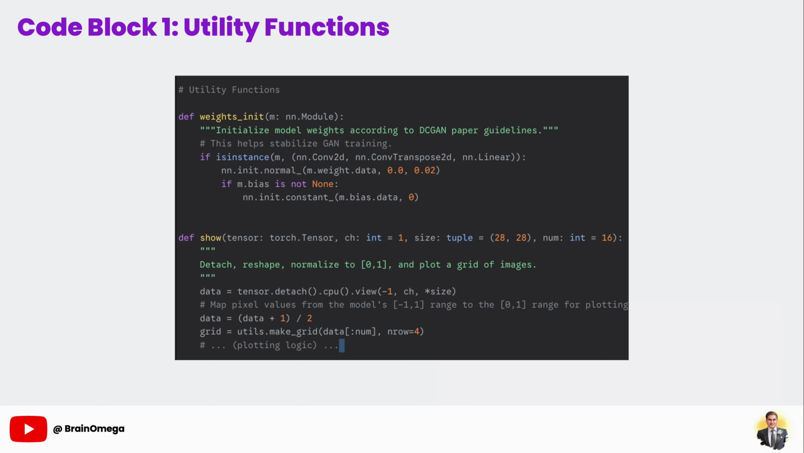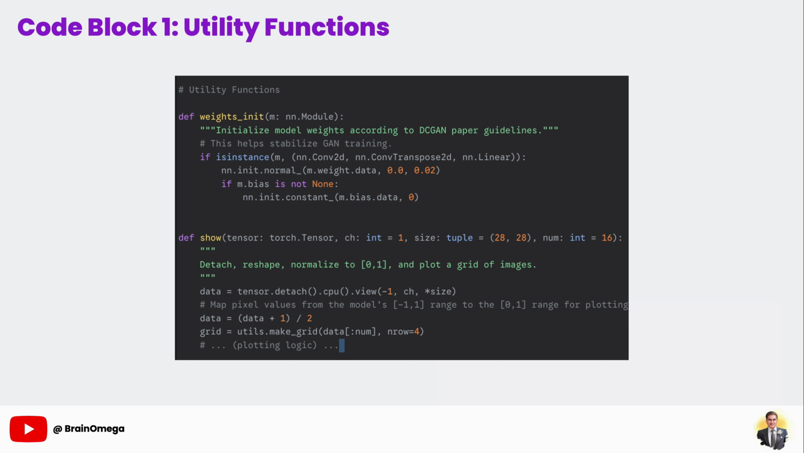Alright, let's dive into the code. Before we build our main models, we have two small but very important helper functions. First, let's talk about weights_init. A notorious problem with training GANs is that they can be very unstable. Sometimes the generator finds one good image and just keeps making that, or the gradients just vanish. The authors of the DCGAN paper, a landmark in GAN research, discovered that how you initialize the random weights in your neural networks at the very beginning can have a huge impact on training stability.